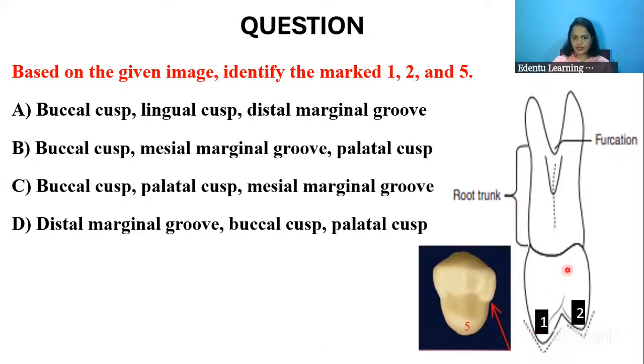This is a premolar. It is a maxillary first premolar. Two cusps, two roots are there, and bifurcation is also there. So this is a maxillary first premolar. What does 1 represent? What does 2 represent? And what does 5 represent in these images given here?